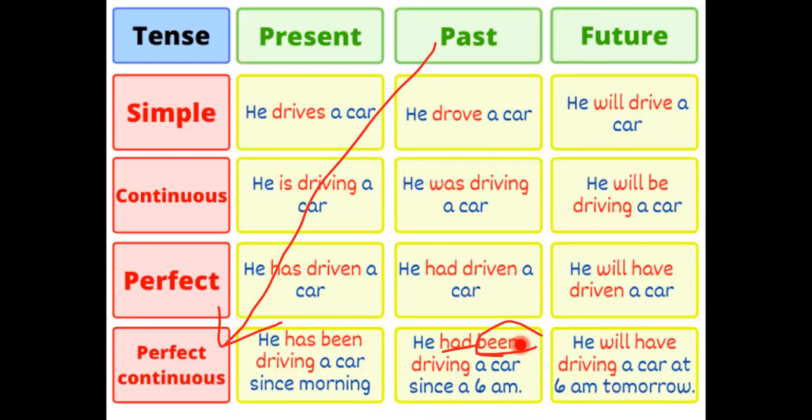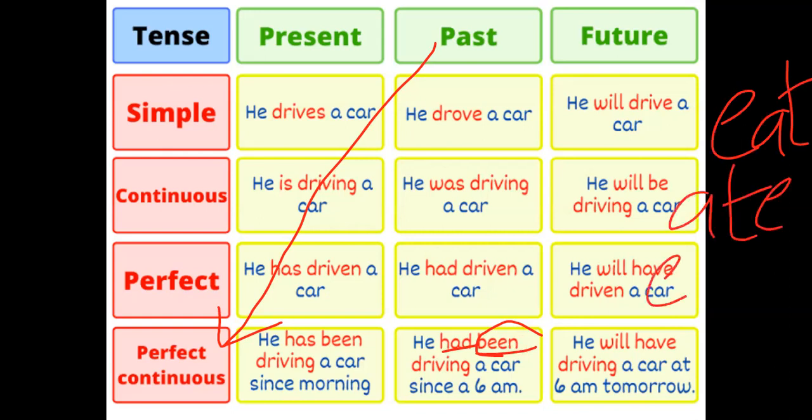Now let's take the example of the verb eat. Eat, ate, eaten. V1, V2, V3. Now who is going to make sentences? Can anyone make sentences for all these four: past simple, past continuous, past perfect, and past perfect continuous? Can you make sentences with eat?